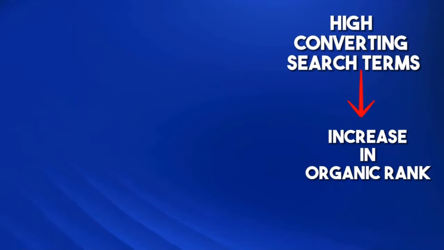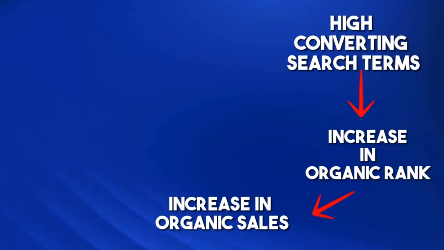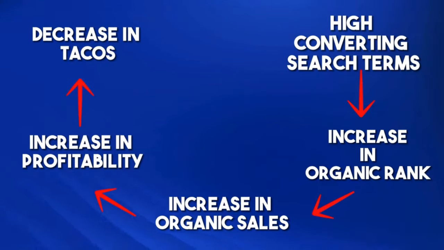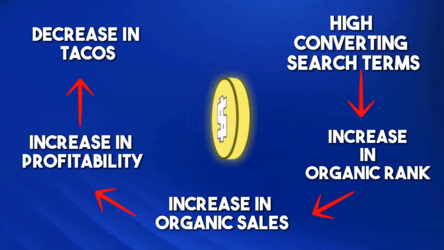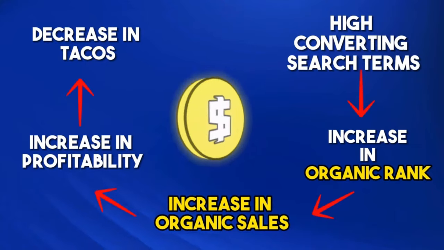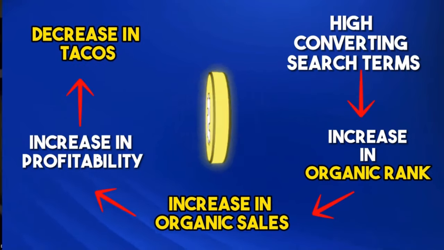Now, next, increased organic rank is going to lead to an increase in organic sales, which will then lead to an increase in profitability, which will then lead to a decrease in TACoS, because you're using your advertising dollars to push you up in the organic rank, which will then increase your organic sales, which will then decrease your TACoS. I hope that makes sense. Please leave a comment down below if it doesn't make sense, but I need you to understand that.